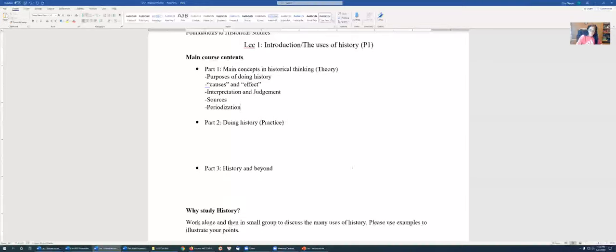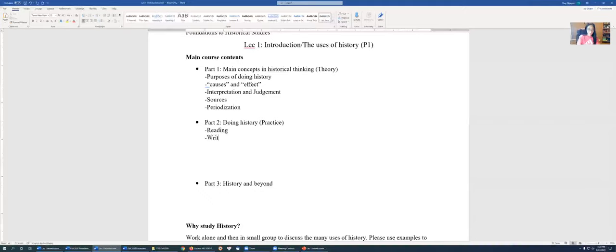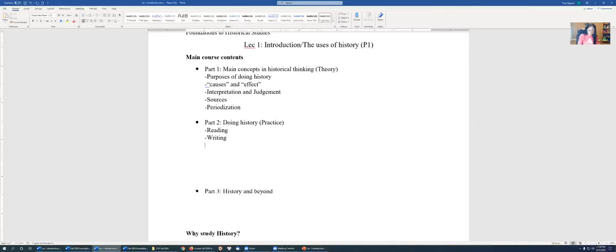And doing history practice. What does it mean? Doing history, being a historian, is about reading sources, interpreting sources, coming up with your own conclusion. It's also about writing: conducting research, writing a historical paper, essay, article, or book. How to write, writing and style, how to cite.